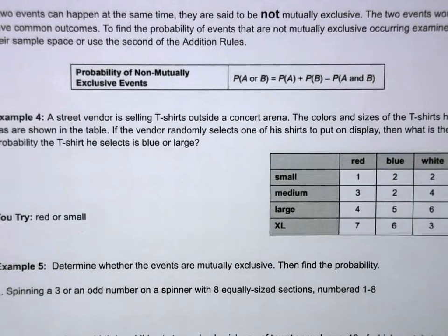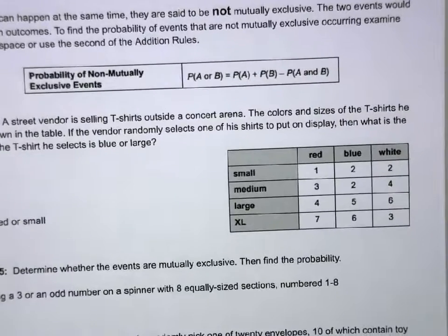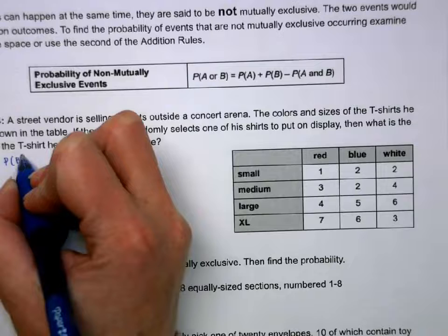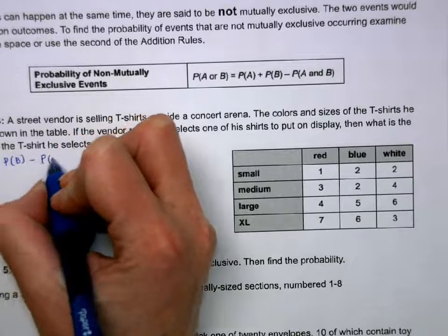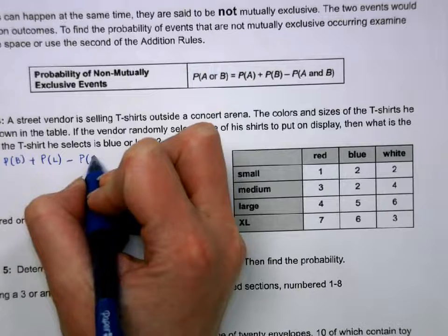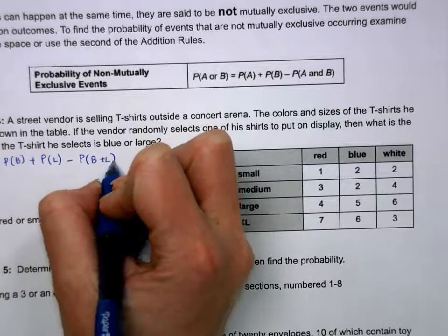A street vendor is selling t-shirts outside the concert arena. The colors and sizes of the t-shirts are shown in the table. If the vendor randomly selects one of his shirts to put on display, what is the probability the t-shirt he selects is blue or large? All right, let's look at the chart. So this is going to be the probability of blue plus the probability of large, minus the probability of blue and large.